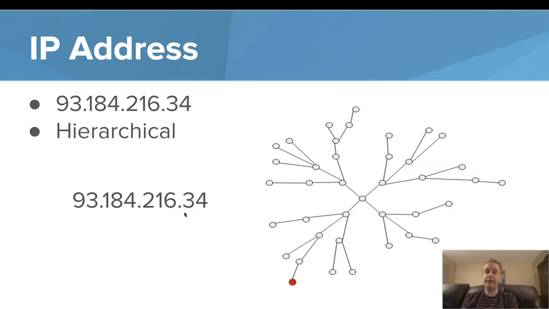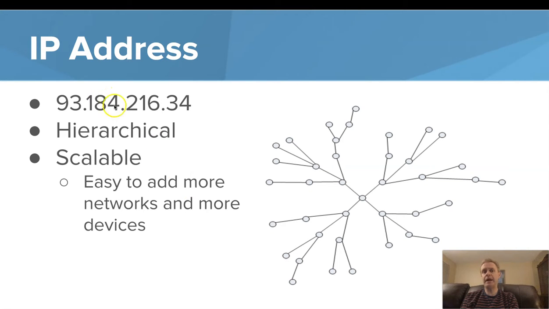It helps us identify exactly where the device is located on the internet. And this type of IP address is what we refer to as scalable because it's easy to add more networks and devices onto the internet, right? If we want to add a device to the internet, we can just add a number over here. And if we want to add a network to the internet, we could just add a number here, or a subnetwork here or here. All right, so this IP address is therefore scalable.